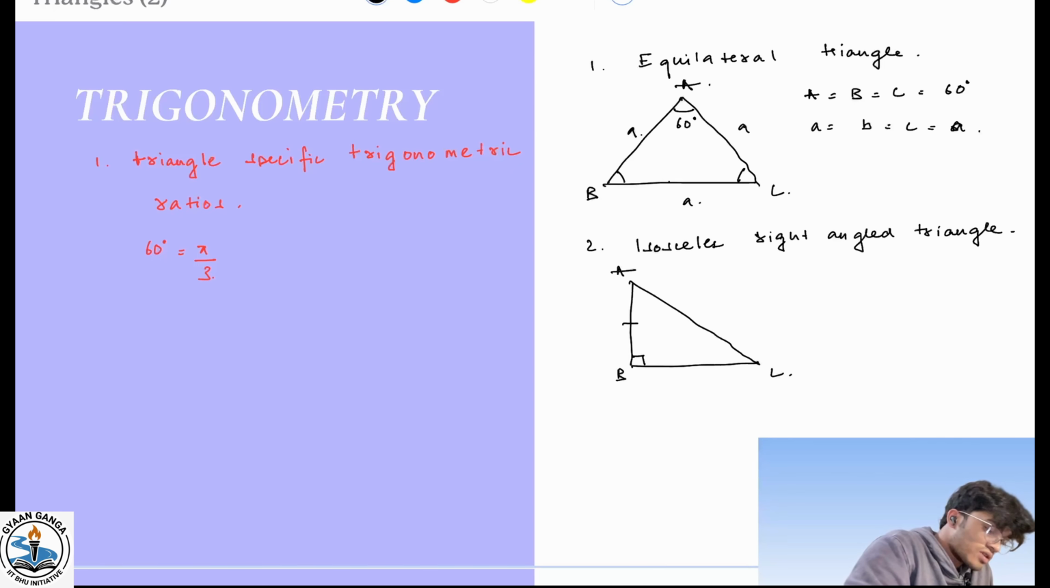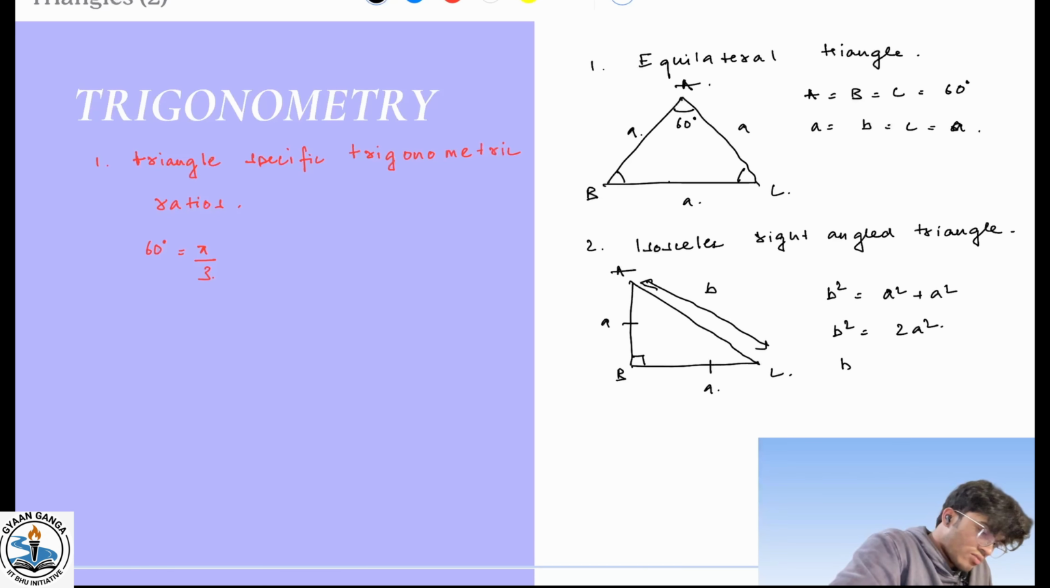So let us denote them by A, and the hypotenuse by B. And we know that B square is equal to A square plus A square, or simply B square is equal to 2A square. B is equal to under root 2 A.